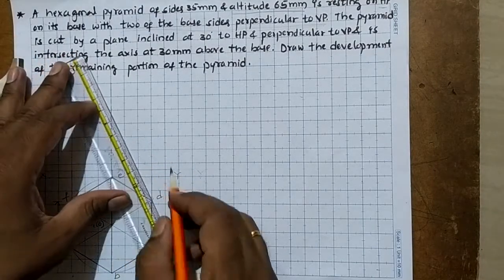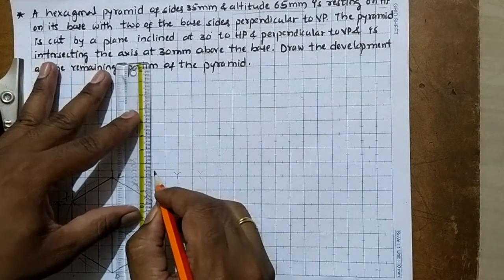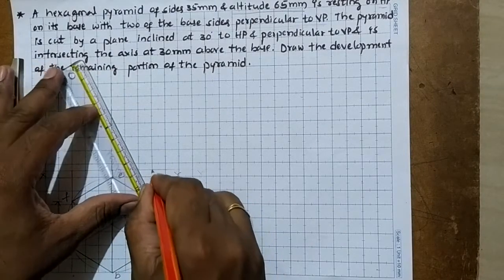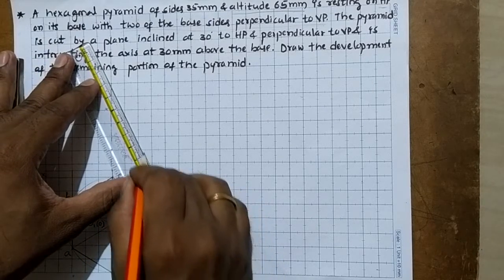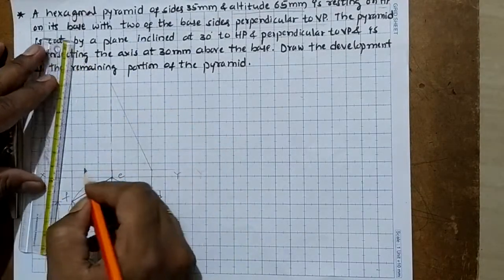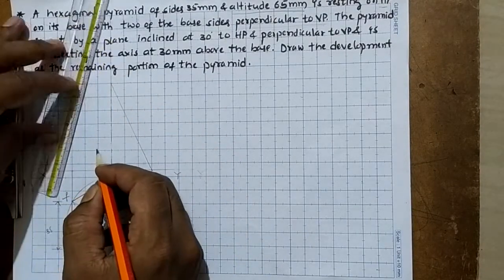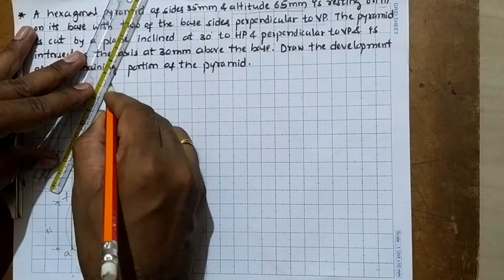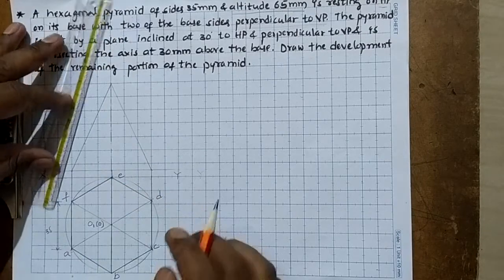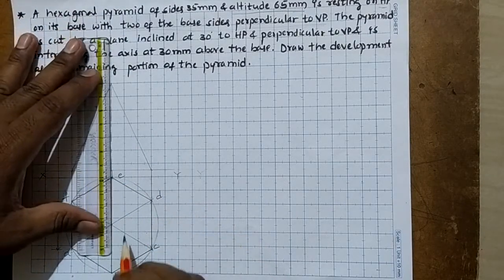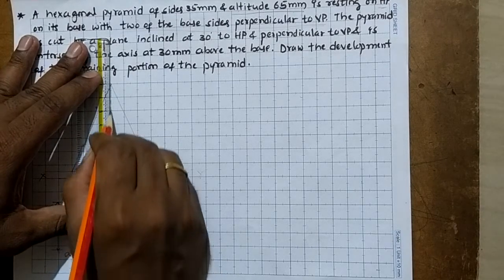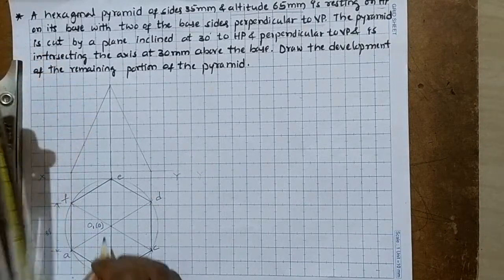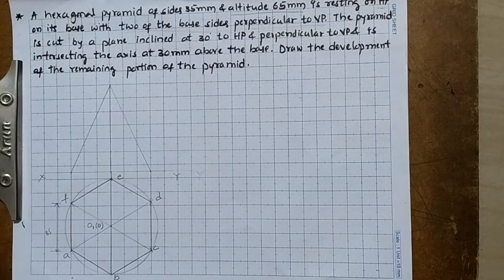Then you join all the points and project up to the XY line here. Join all the points with a thin line. First you draw with a thin line, all the slant edges are thin lines. When you observe here, this is also a continuation line, since there are three edges on the same line: 1, 2, 3.